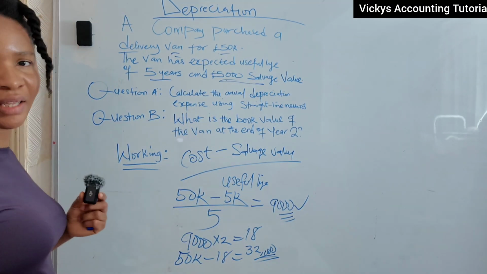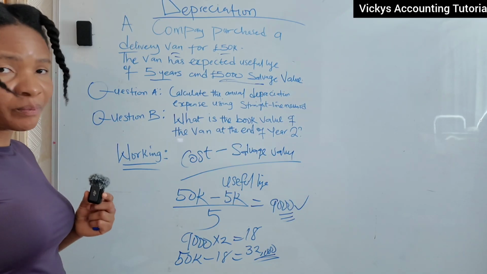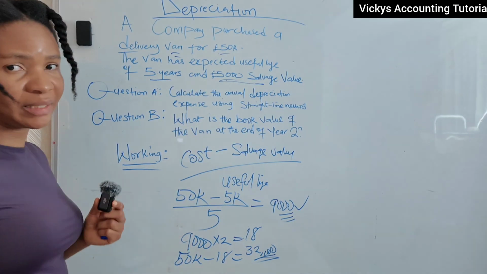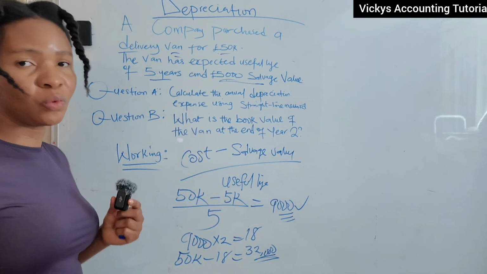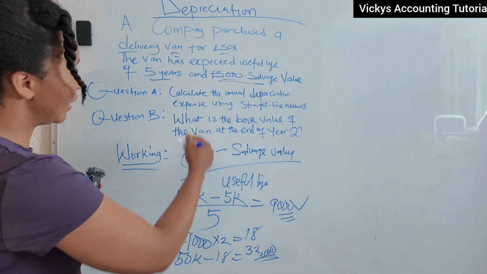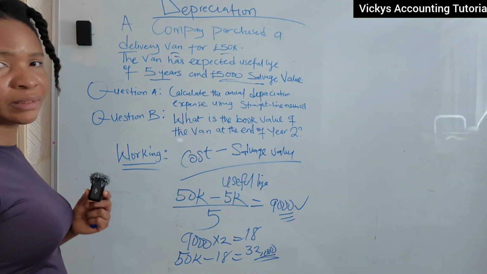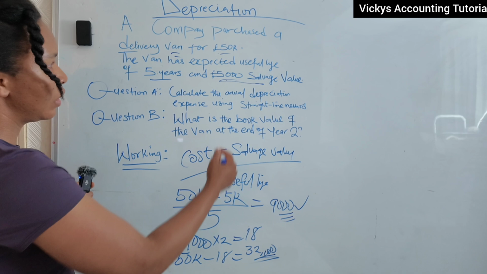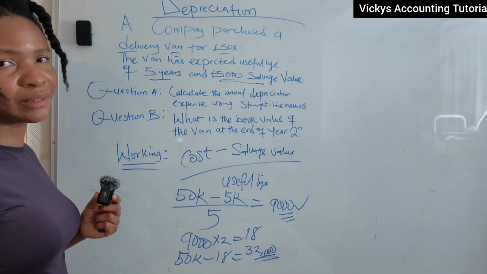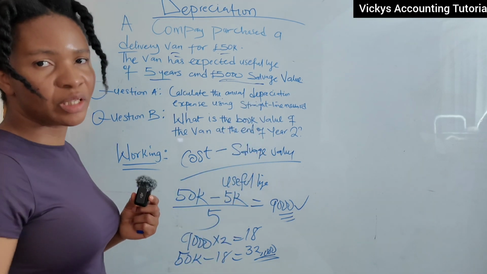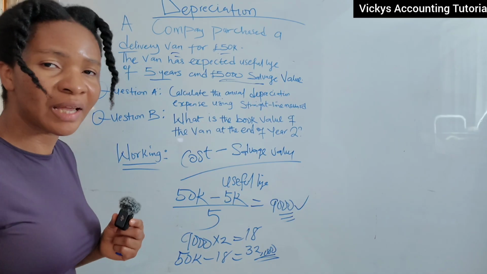I hope this topic is clear of why we depreciate an asset and what depreciation is all about. And we've gone ahead to prepare a simple example of how to depreciate an asset and allocate the expense within the profit and loss statement. So we have come to the end of today's video.